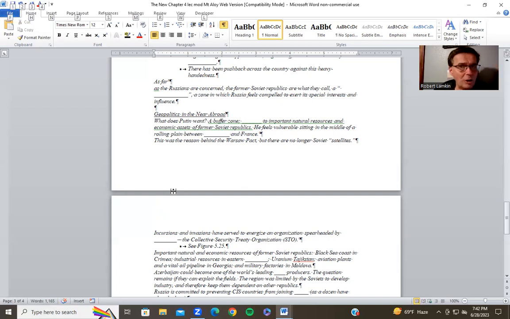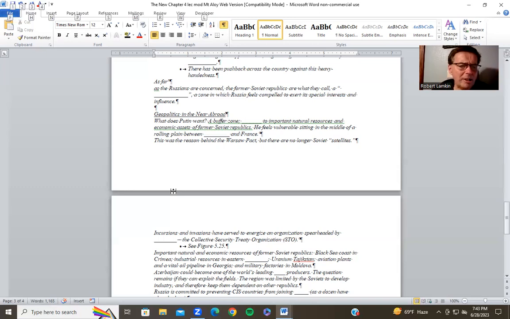However, there are no longer any Soviet satellite countries. So you have incursions and invasions that have served to energize an organization spearheaded by Russia. And they have now set up an organization called the Collective Security Treaty Organization, the CSTO. Now on page 176, figure 525, we got some visuals again connected to these points.